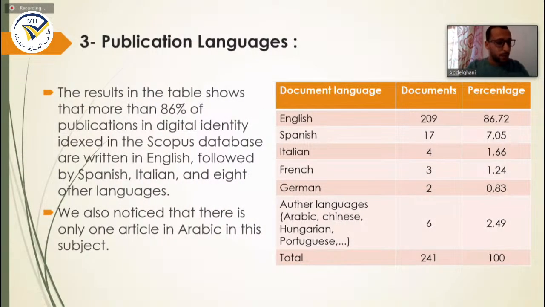Publication languages, or the languages used to write scientific papers in the Scopus database. The results in the table show that 86% of the publications related to digital identity indexed in the Scopus database are written in English, followed by Spanish, Italian, and 8 other languages. We also noticed that there is only one article in Arabic about digital identity.